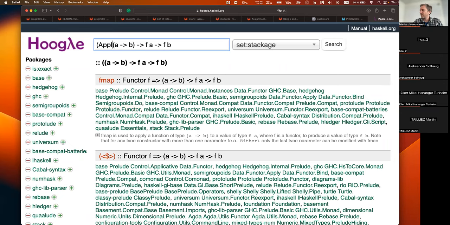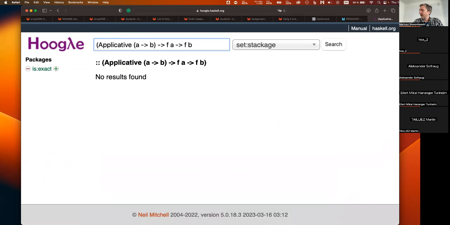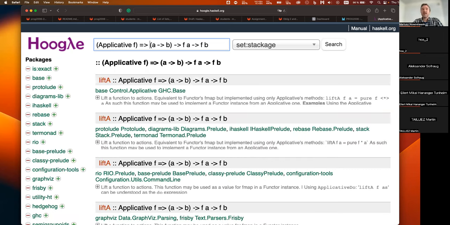So let's say applicative, f is an applicative. We will make additional constraint on what the structure is. And we'll say the structure is not a generic structure. It's not a functor. It is actually an applicative, okay? And here is the solution. The solution is liftA. So liftA is kind of like an fmap, but it lifts a normal function from A to B to a different function from fA to fB.